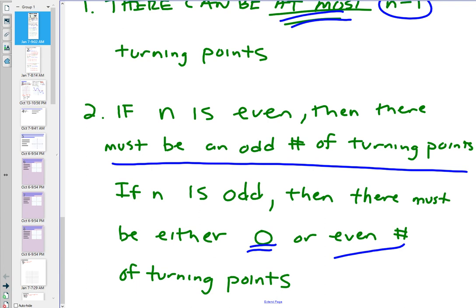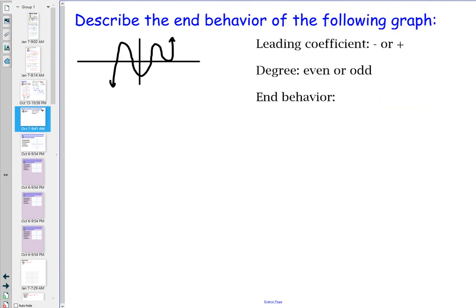So I don't think that's going to come up, but hey, at least I showed you something. Here, describe this type of behavior. See if you can do that on your own paper.